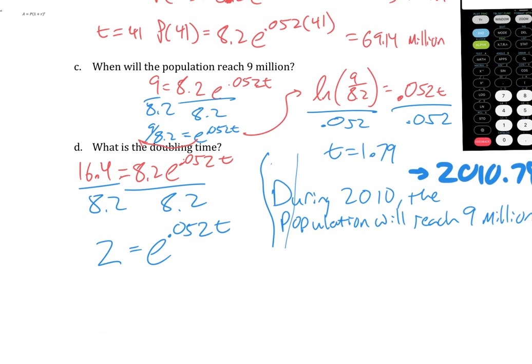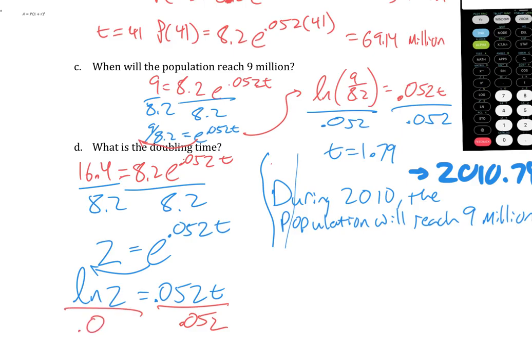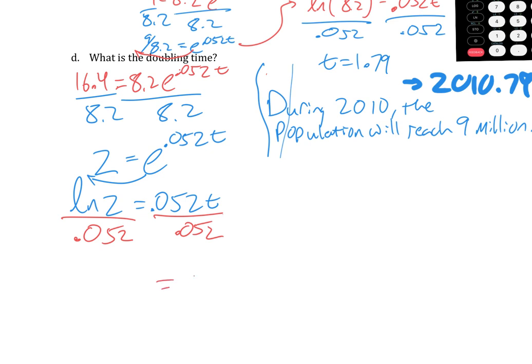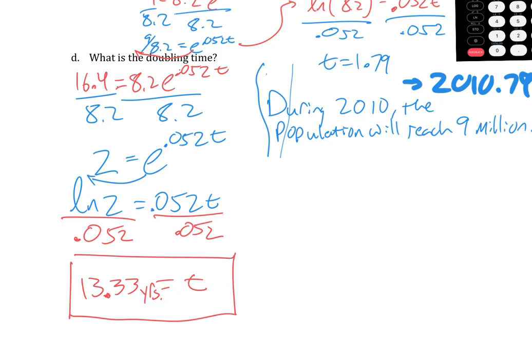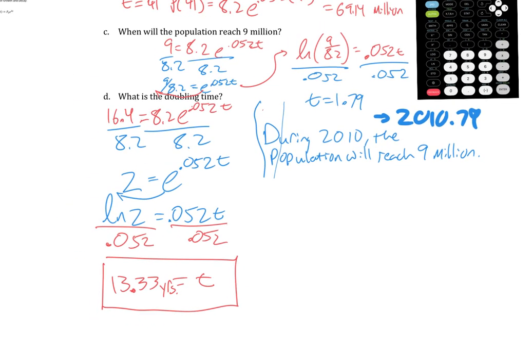And so we can do the natural log of 2 equals 0.052t. Again, we're just swinging that base around using our definition. Change it into a logarithm. It's an exponential equation, so we change it to a logarithm equation. Divide by 0.052. Go plug that into your calculator, and you should get 13.33 years. Okay, and that is the doubling time.